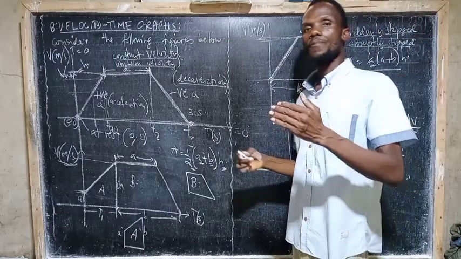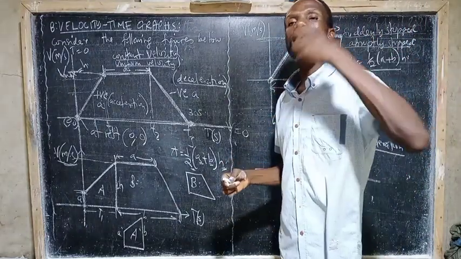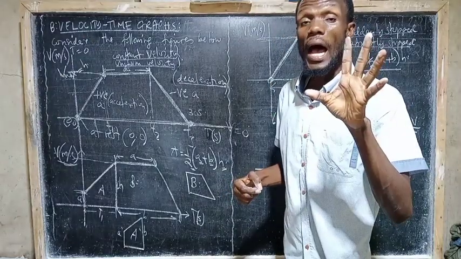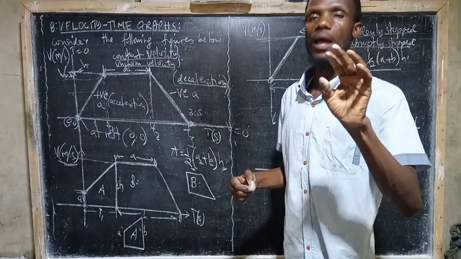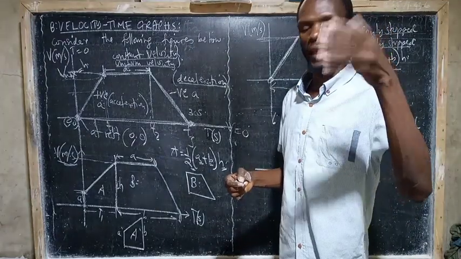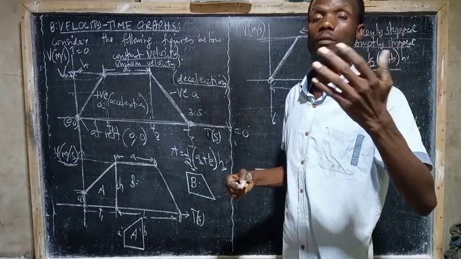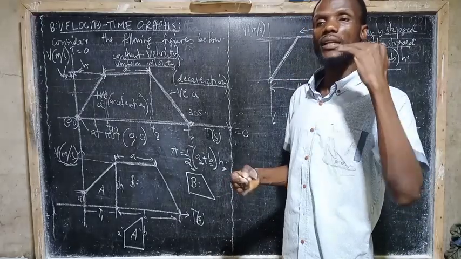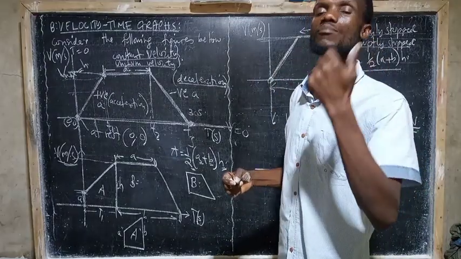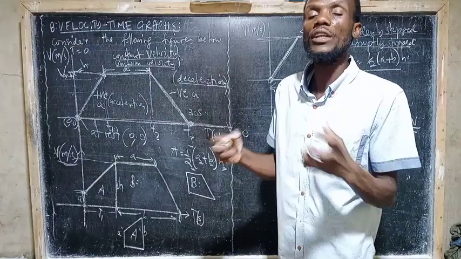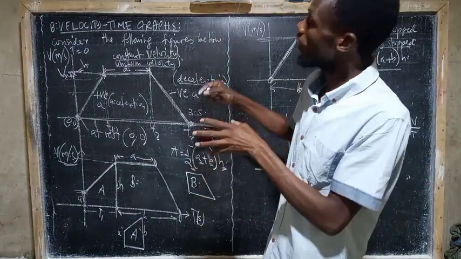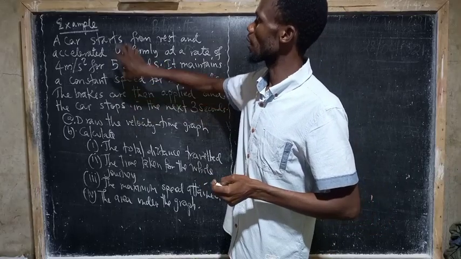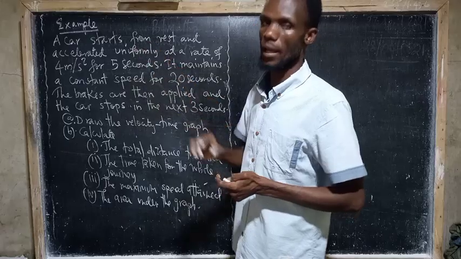So in short, the area under the graph gives you the total distance traveled by the body, and it can be expressed in terms of meter. But if somebody has told you to explain how to determine the area under the graph, you write it in terms of meter squared. But if you've been told the distance, you calculate and you write it in terms of meter. Now let us see an example on how we can deal with this kind of questions. This is an example that can be used to describe the velocity time graph.